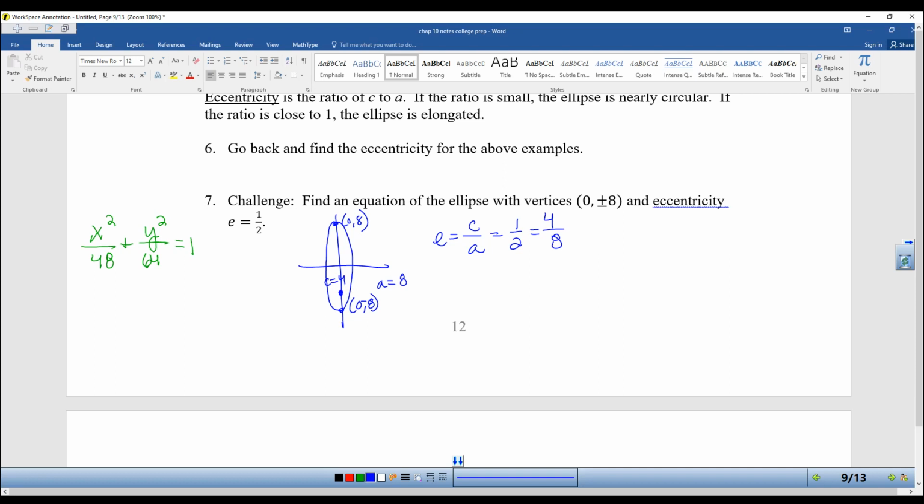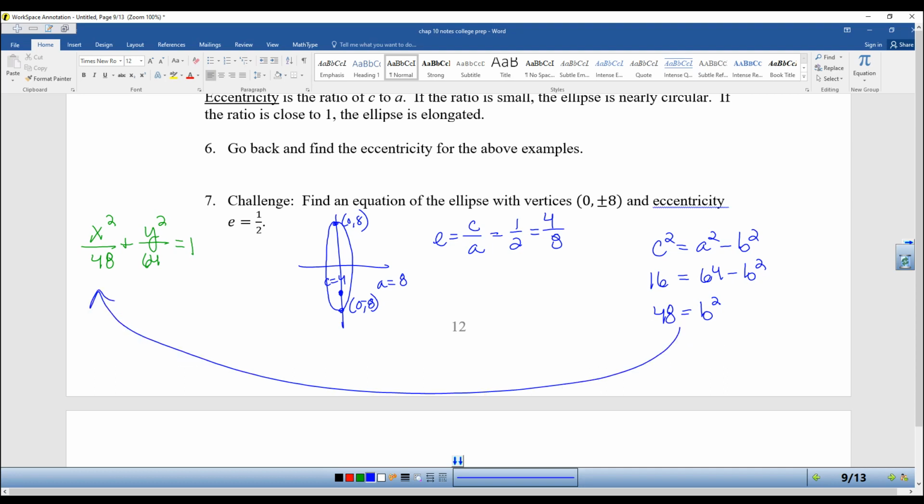It's at 4. So what is missing from my equation? Just the b. So again, c squared is equal to a squared minus b squared. C squared, we just found out, 16 is equal to 64 minus b squared. B squared is equal to 48. I don't need to find the square root because b squared is what you actually will put into the equation. So I sketched it so I could have an idea of which direction it was going, and that the 64 went underneath the y and not underneath the x. So it wasn't too bad. Hopefully you tried it.